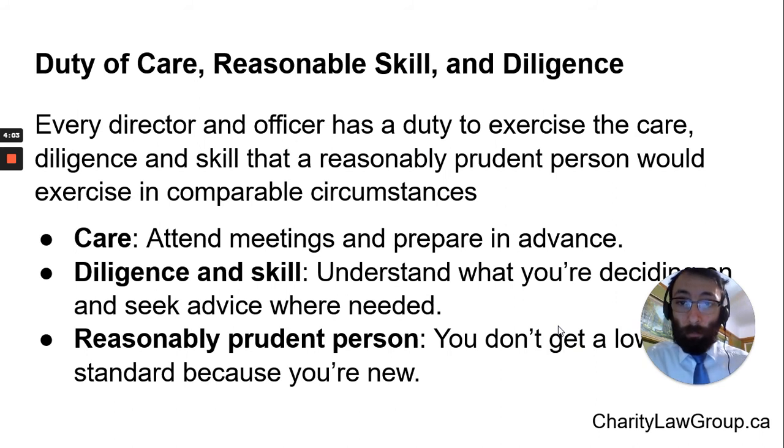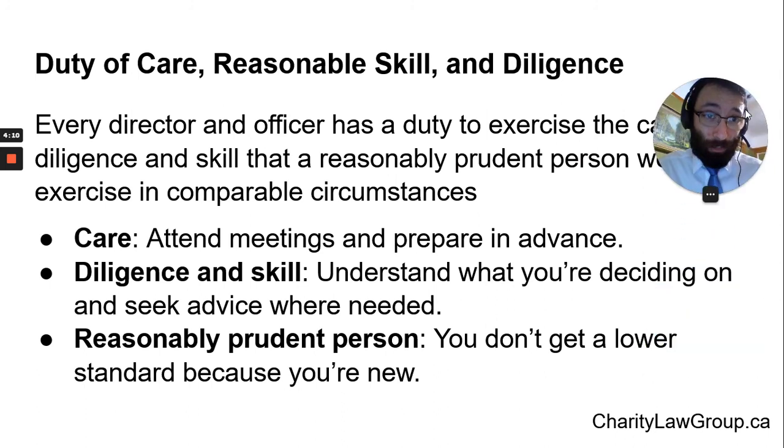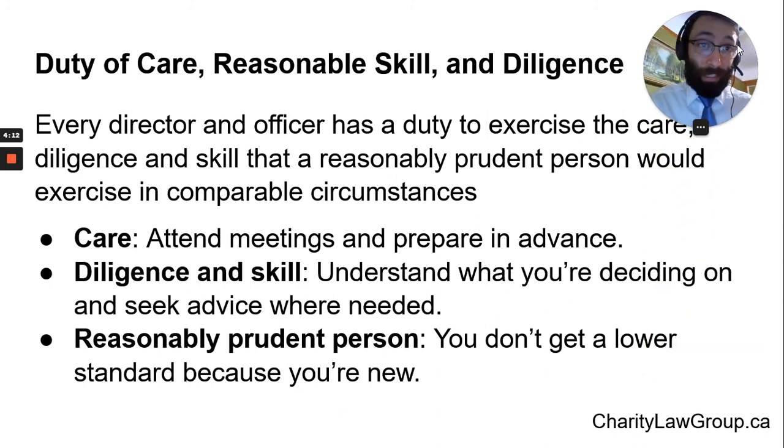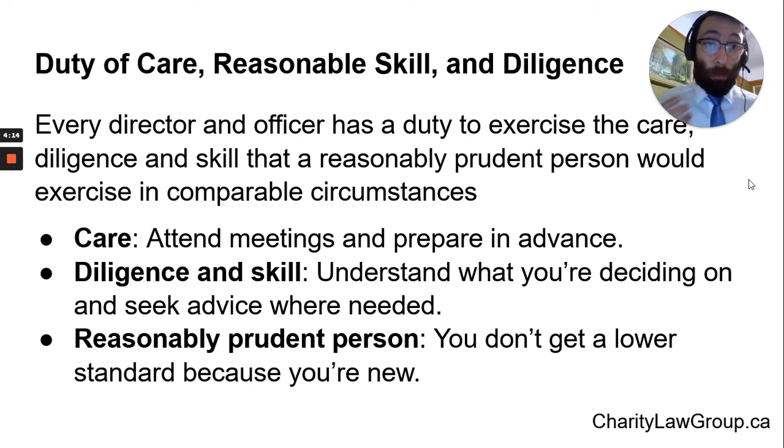Next, you have a duty of care, reasonable skill, and diligence. And this basically means that you should care, you should attend meetings, you should be reading in advance, you should be informing yourself about the decision you have to make, and where you don't understand something, you should get advice. That's what diligence and skill means. You're not expected to be an expert. The standard is not one of perfection. The standard is one of being a reasonably prudent person, the way you would deal with your own affairs in your life.